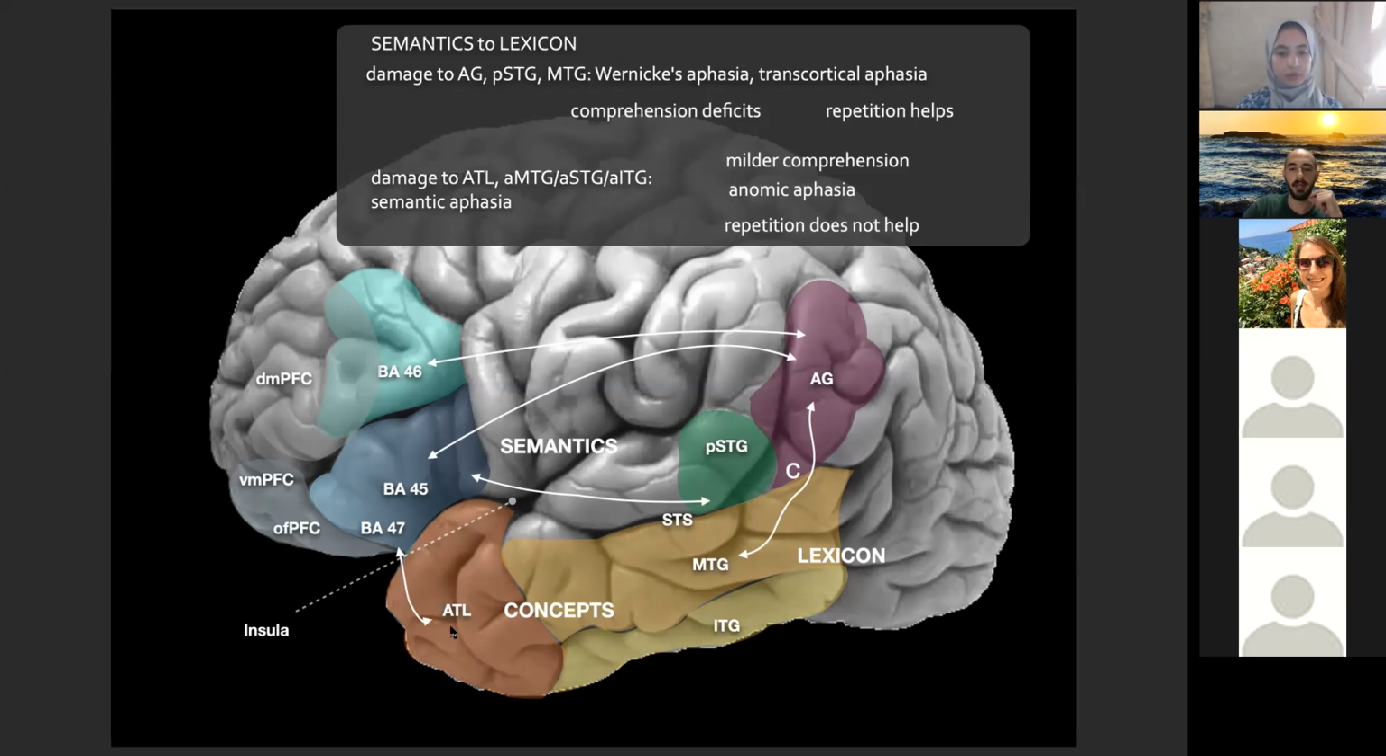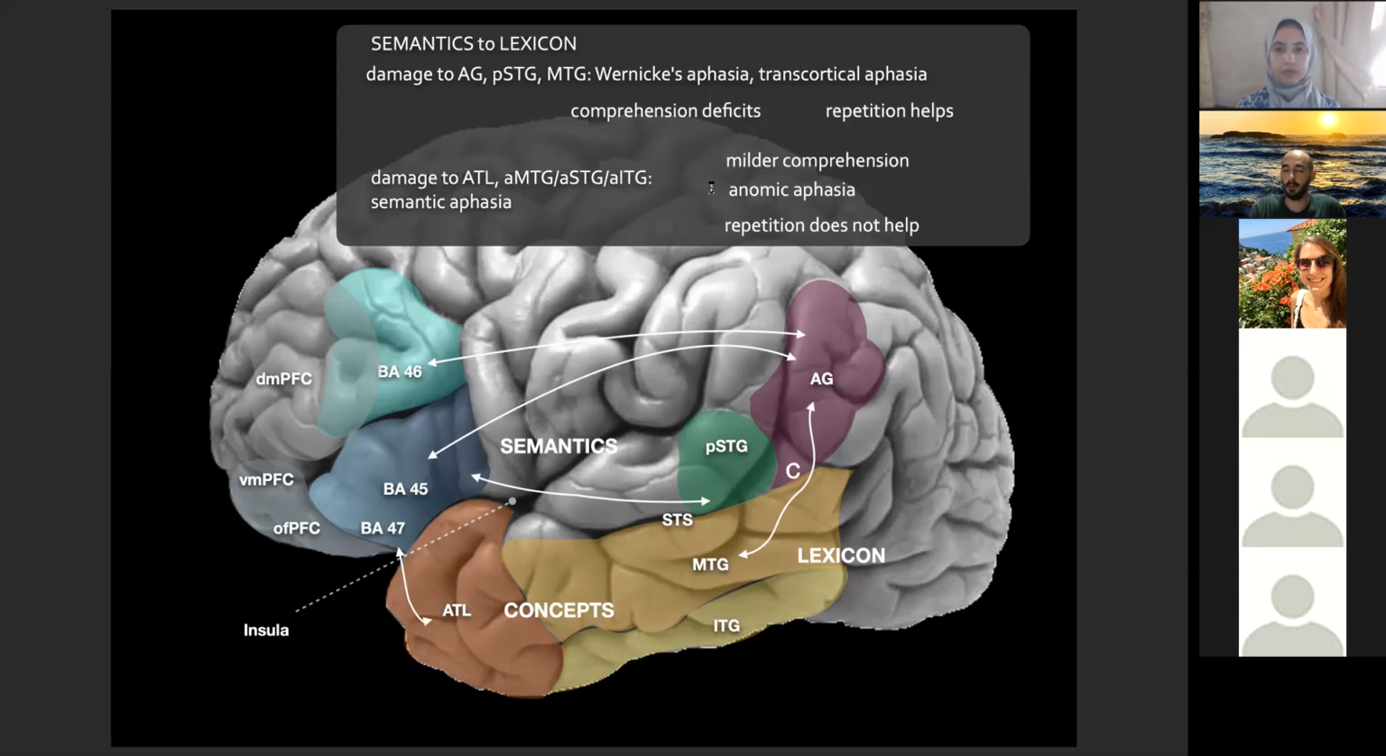But then what happens when you get damage to the ATL, which is thought to be a hub for conceptual processing, at least for certain concepts? It's supposed to receive projections from all the temporal cortex, but also from the frontal cortices, the visual cortices, and the auditory cortices, from everywhere, basically. A hub connecting together the associations about your knowledge of things and people, okay? If you get damage to this area, which is very frequent in semantic dementia, you have a lot of overlapping deficits with Wernicke's aphasia, but milder comprehension deficits.